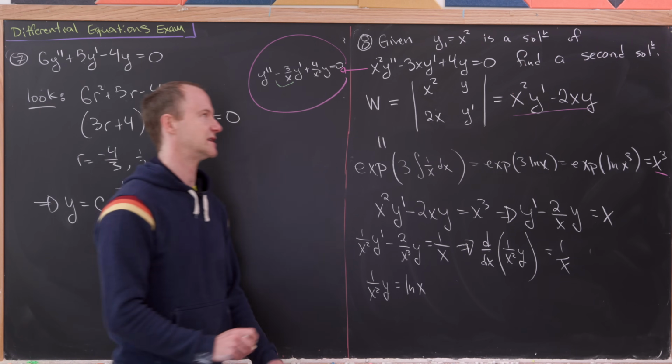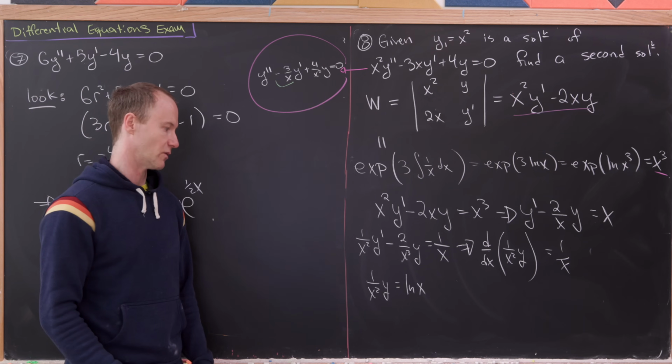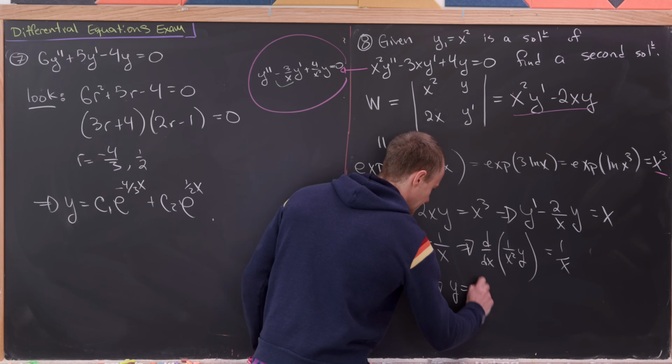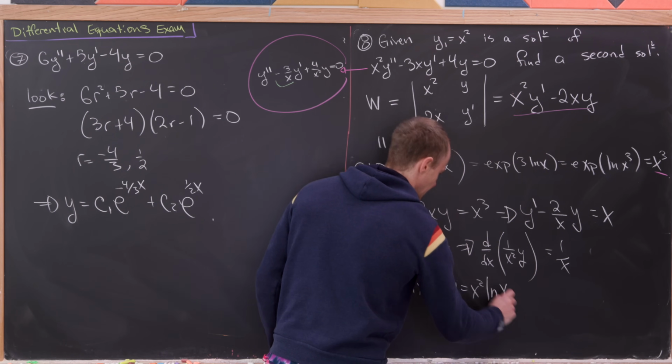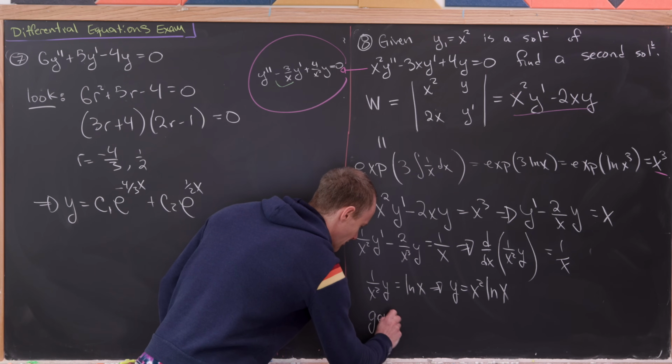I won't put a constant here because our goal is to find a second solution, not the most general one. Multiplying through by x squared, we have y equals x squared times natural log of x. So that would be our second solution. And that's all that the problem asked for.